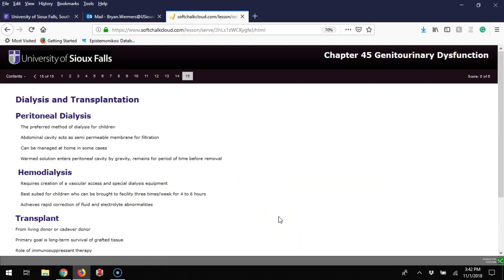So last, we can talk about treatment of this. So we can talk about dialysis. There are two major types of dialysis: peritoneal, where you infuse a hyperosmotic fluid into the peritoneum, and that fluid is used to pull off some of the additional fluid and waste products.